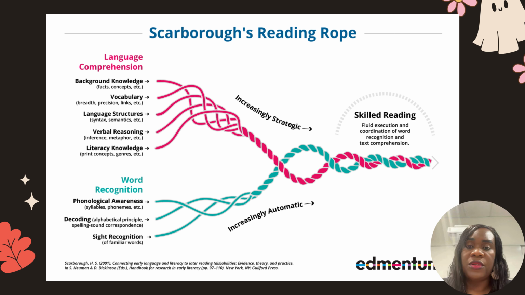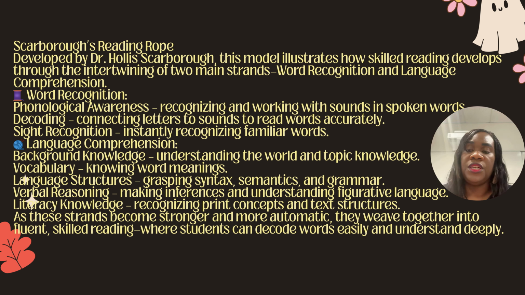Now, let's think about Scarborough's reading rope. It includes two main components, such as language comprehension, where you have your background knowledge, vocabulary, language structures, verbal reasoning, and literacy knowledge, intertwined with word recognition, which includes phonological awareness, decoding, and sight recognition. All of these skills are intertwined to help students be proficient readers. Take a moment to review and look at this screen so that you can remember what Scarborough's rope includes and what to look for in each component.